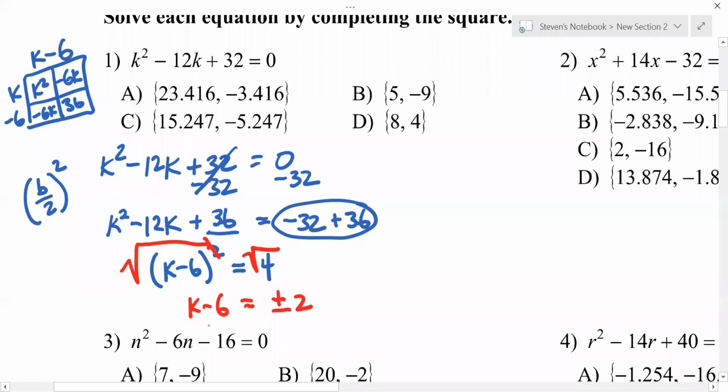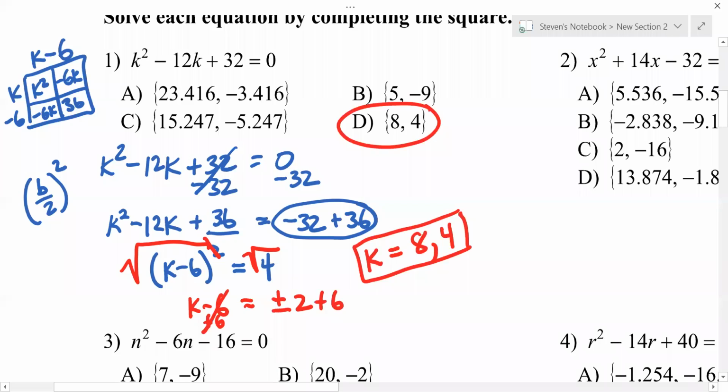And the only thing we have left to do is to simply add 6 to both sides. And we're going to have 2 answers here. So k equals positive 2 plus 6 is 8, and negative 2 plus 6 is positive 4. So our 2 solutions are 8 and 4, and you can see that's answer choice D. So it's important you guys are showing that process in the work, okay?